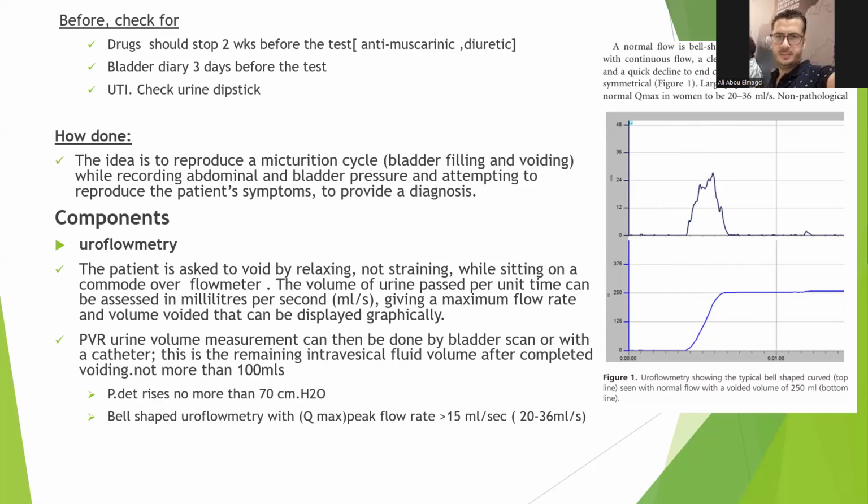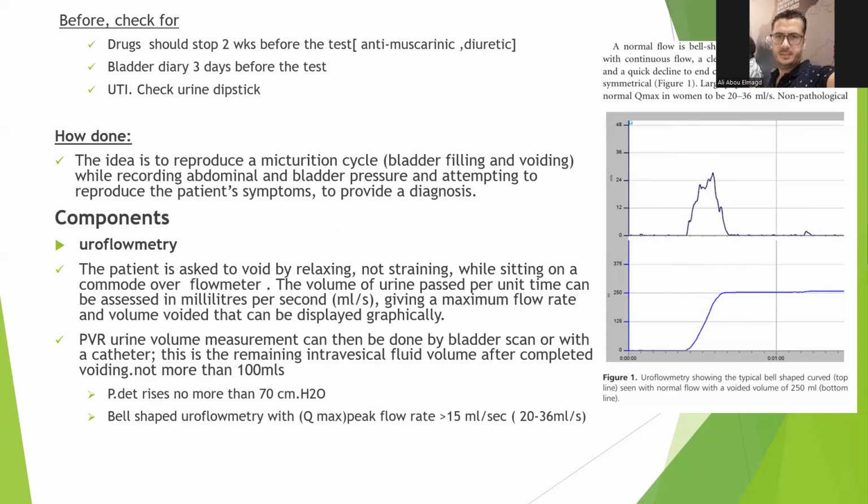The idea of urodynamics is to make a micturition cycle, like the bladder filling phase and voiding phase, while we record the bladder pressure and the abdominal pressure. So the components of urodynamics are two. The first component is uroflowmetry.